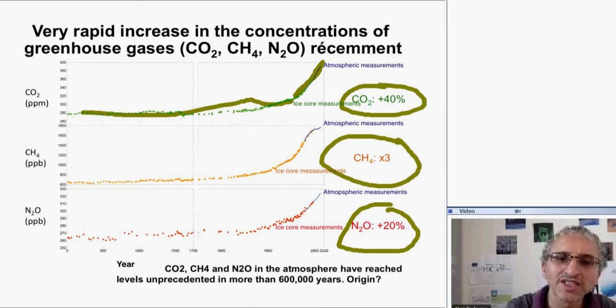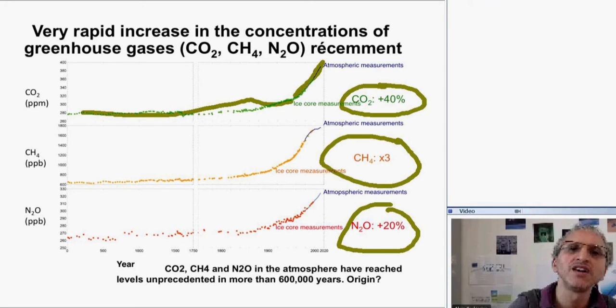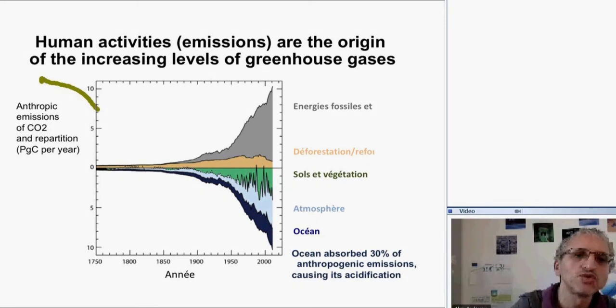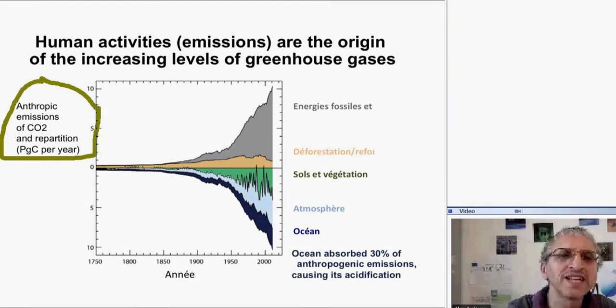So what is the cause? What is the origin of this increase in the concentration of greenhouse gases? It's human activities and emissions linked to human activities. Okay, and what I'm showing here is the anthropic emission of CO2. It's in petagrams of carbon per year, but it doesn't matter as a unit.